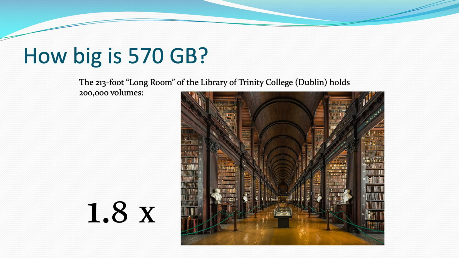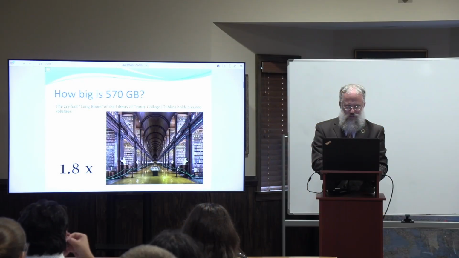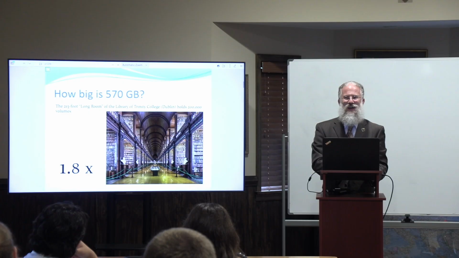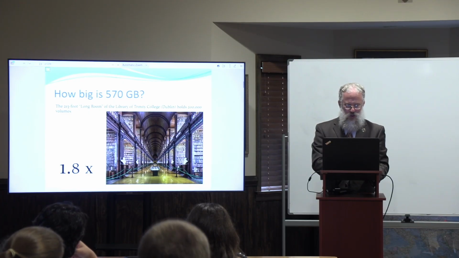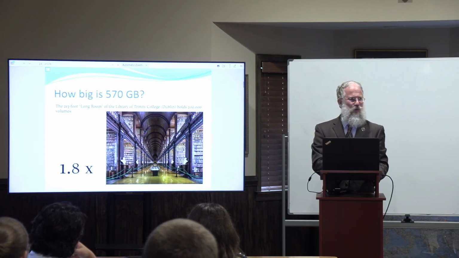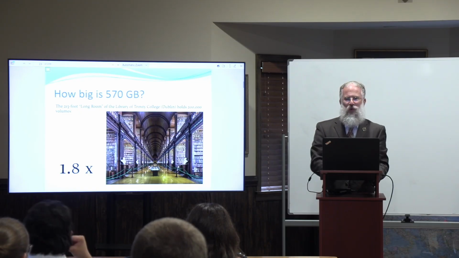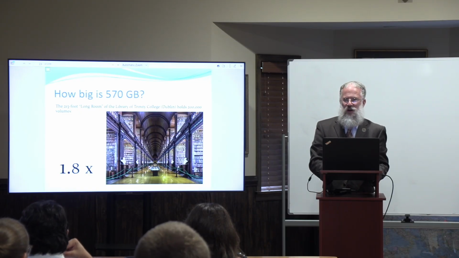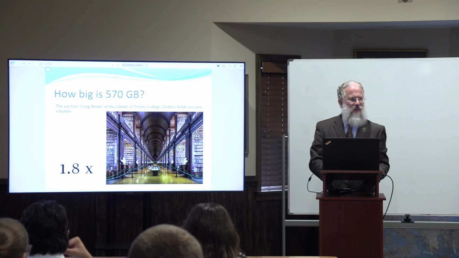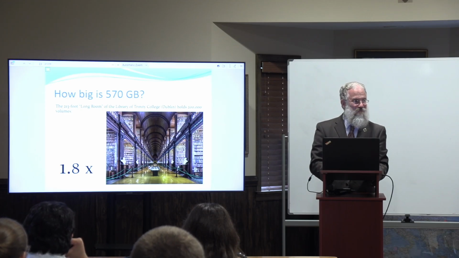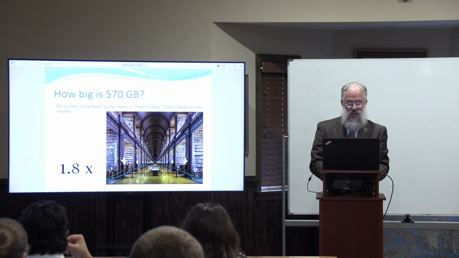This one room, which you can see is several standard stories high of books, and it goes 213 feet down to the end. This is 200,000 books in one place, and you need 1.8 of those to equal the total amount of training text that ChatGPT has examined. So that's a lot of text.